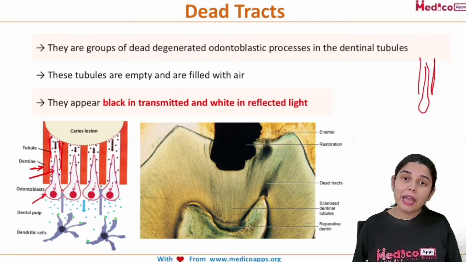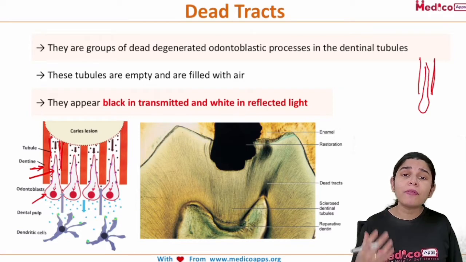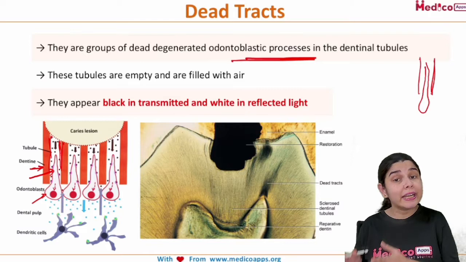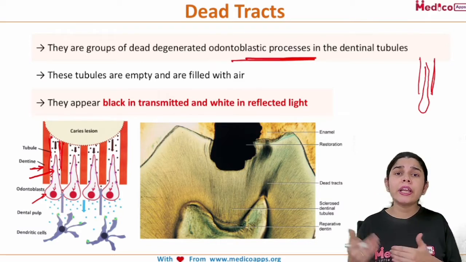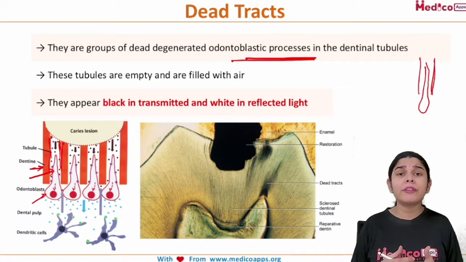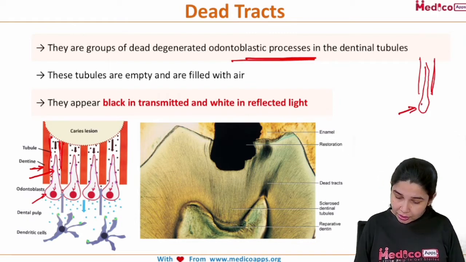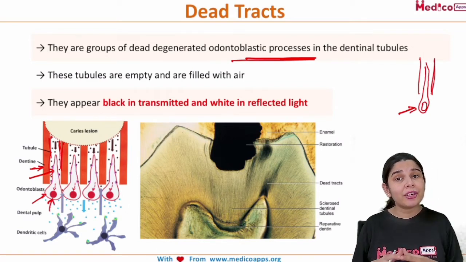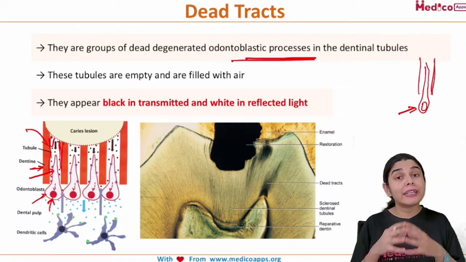Now, what exactly happens? These dead tracts are nothing but a group of degenerated odontoblast processes in the dentinal tubules. How are they dead? They are dead because of certain injuries or insults to the tooth. For example, if there is attrition, caries, or trauma to the tooth, these odontoblast processes die. These dead and degenerated odontoblast processes in the dentinal tubules are known as dead tracts.